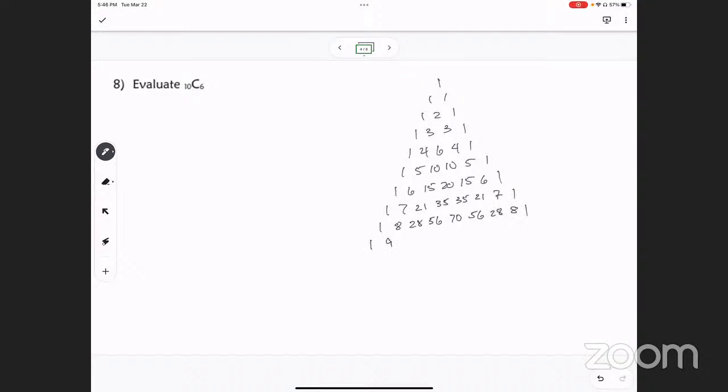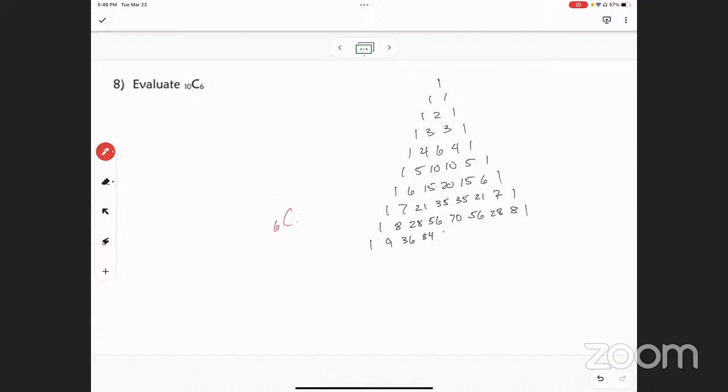1 9 36, 70 84. Did I do that right? 84 1. Yeah, it's getting kind of tricky, but anyway, if you wanted to do 10 choose 6, well, let me just do a simpler one. That's a little bit too long, but up to like even 6 or 7.